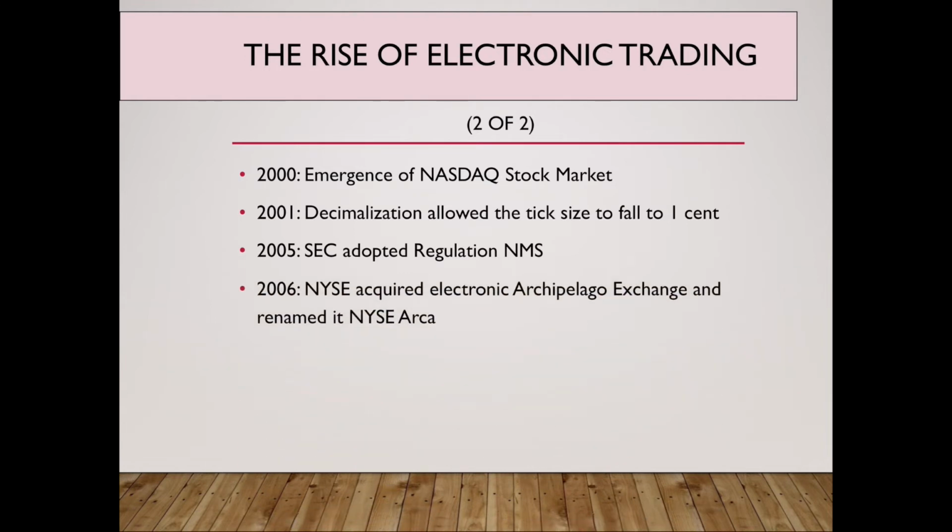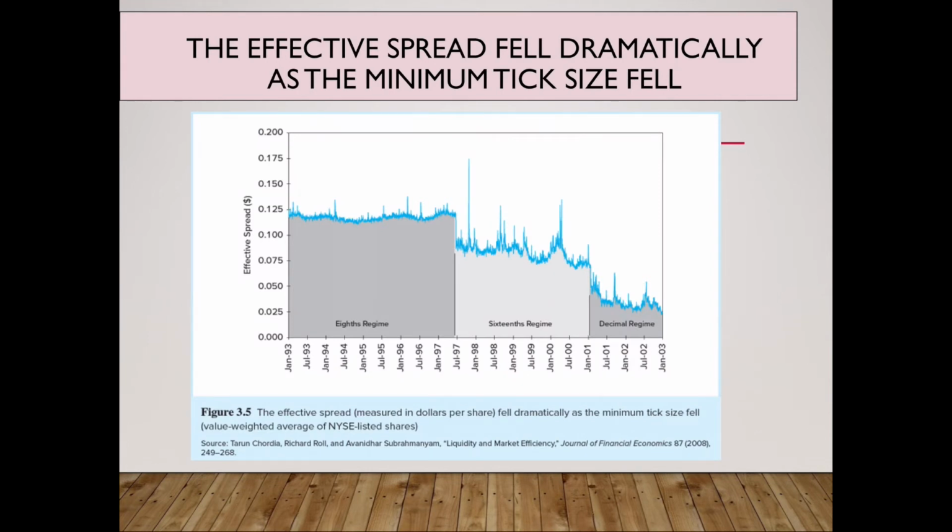In 2006, the New York Stock Exchange acquired Archipelago Exchange and renamed it NYSE Arca. So this is the ECN of the New York Stock Exchange. And then in 2007, the National Market System was fully implemented. And why is this important? Well, looking at the rise of electronic trading, having all of these markets connected electronically, and decreasing the tick size between the bid price and the ask price, notice what's happened to the effective spread.